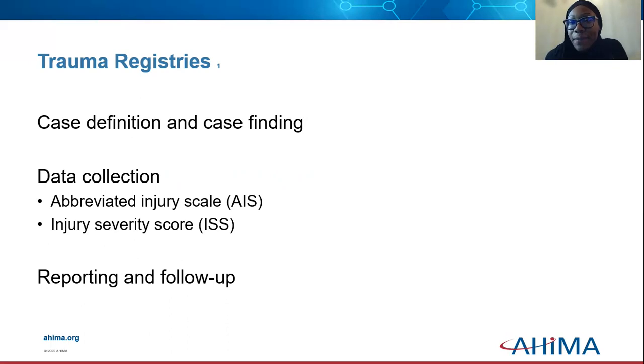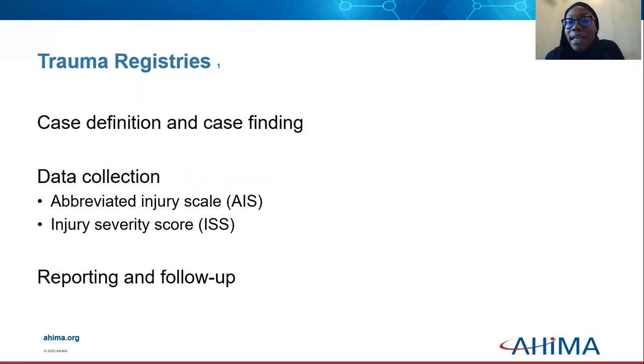Trauma registries. So the trauma registry is a database that maintains patients with severe traumatic injuries. A traumatic injury is a wound or another injury caused by an external physical force, such as an automobile accident, a shooting, a stabbing, or maybe even a fall. Such injuries include fractures, burns, and lacerations.